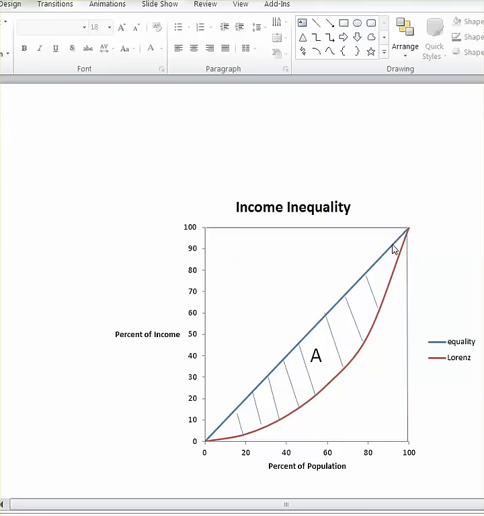The area of a triangle is 1/2 the base times the height, and since this is 1 and that's 1, the area of this triangle would be 0.5. So to repeat, the Gini index, or the Gini coefficient, is area A divided by 0.5, or area A times 2. So that's how it's done.